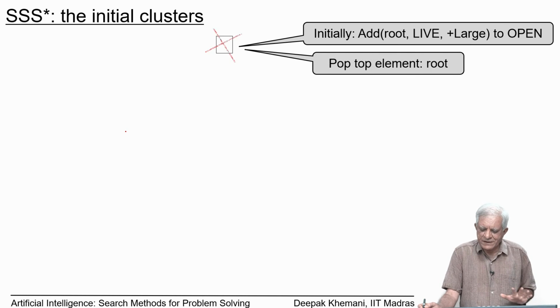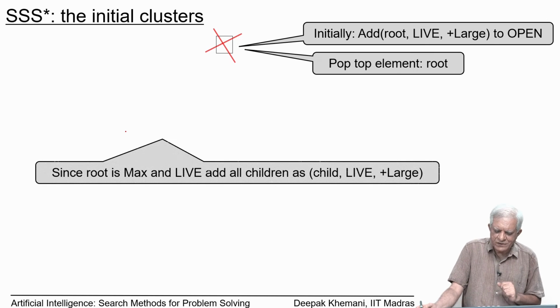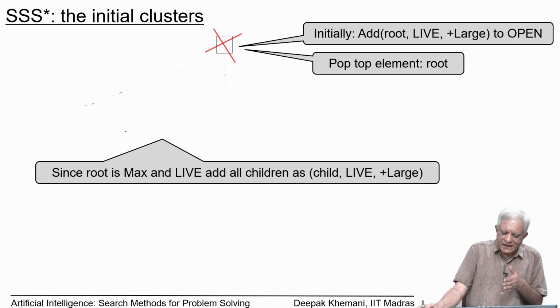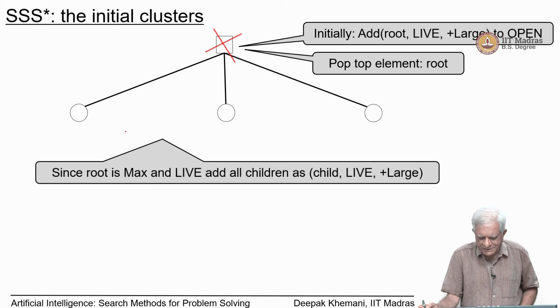So, we pop the top element, which is the root element. This cross simply says that it is no longer there in the priority queue, and it is a max node and a live node. We add all its children as live nodes to the priority queue. So, these 3 nodes now have gone into the priority queue. All of them have an h value of plus large, because that is what we have started with. This plus large value will change only when we hit the horizon. When we hit the horizon, at that point we will call the evaluation function for a particular node, and then we will get its real value. But for the moment we are saying it has an upper bound of plus large.